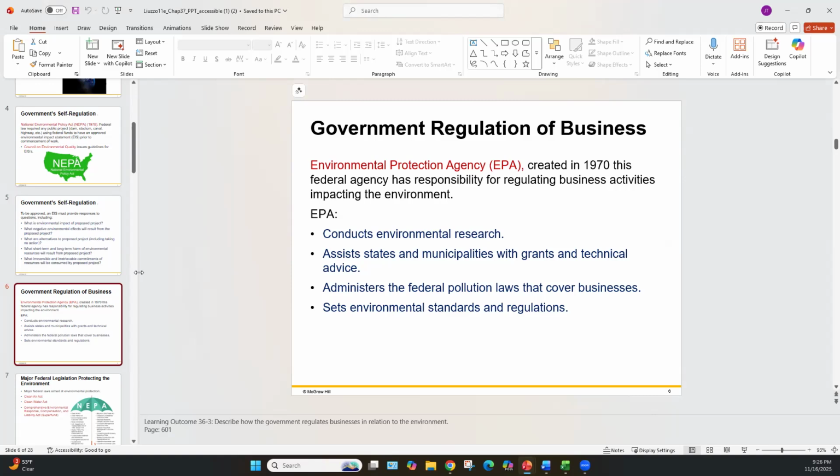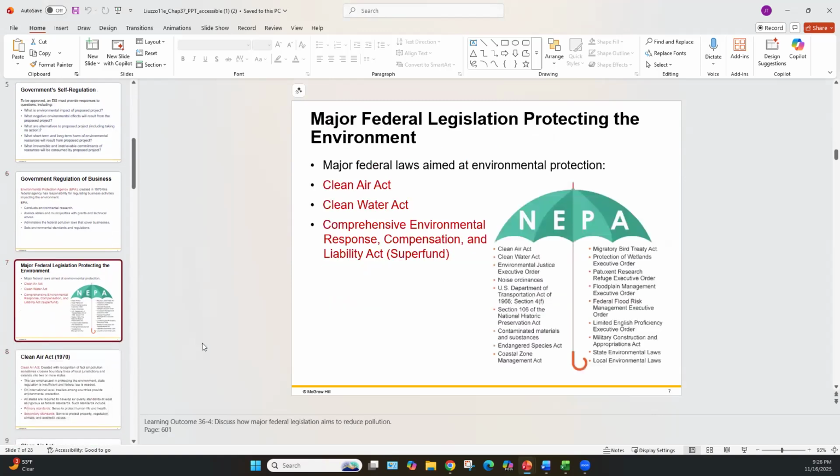So you can imagine the EPA is made up of engineers and various scientists, because they're the folks that understand this world. They're the ones that create the laws surrounding pollution for various industries and businesses. It sets environmental standards and regulations. Major federal legislation protecting the environment. We're going to go through each of these.